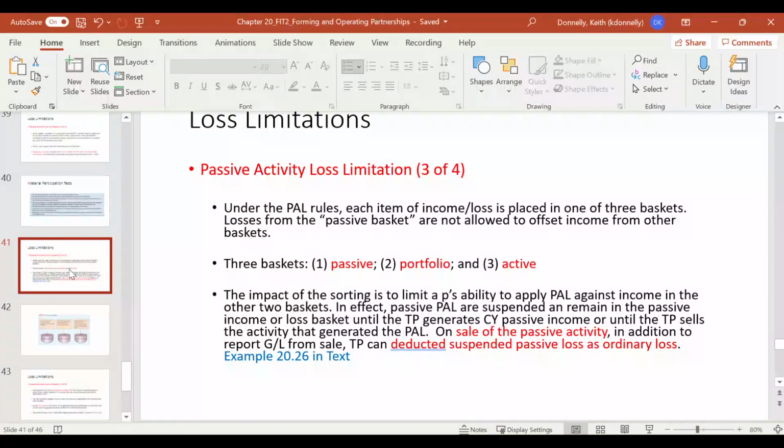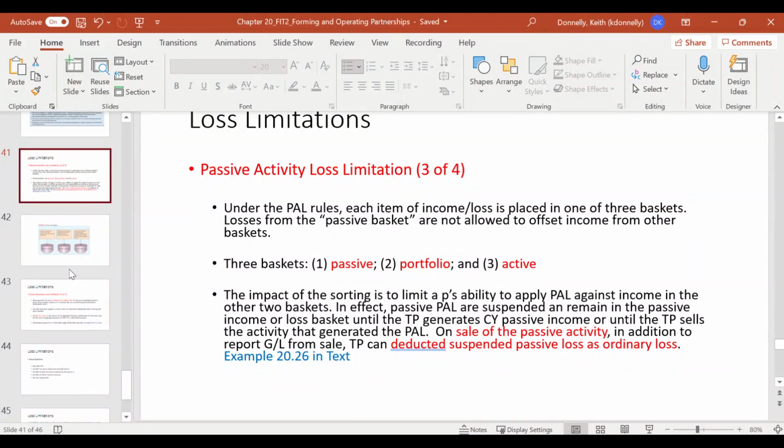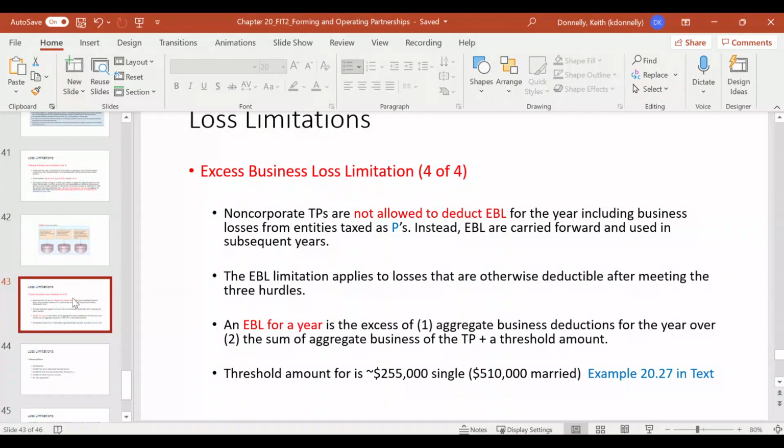And the idea here, as we've discussed, is you basically have to jump through the hoops. And if you make it all the way through the hoops, then and only then can you offset other passive income. The fourth hoop, which we aren't going to really include, is the excess business loss limitation. You can't deduct an excess business loss for the year. You have to carry them forward. It's basically a very large amount. It's going to be a threshold amount, 250 grand, plus other formulations in it.